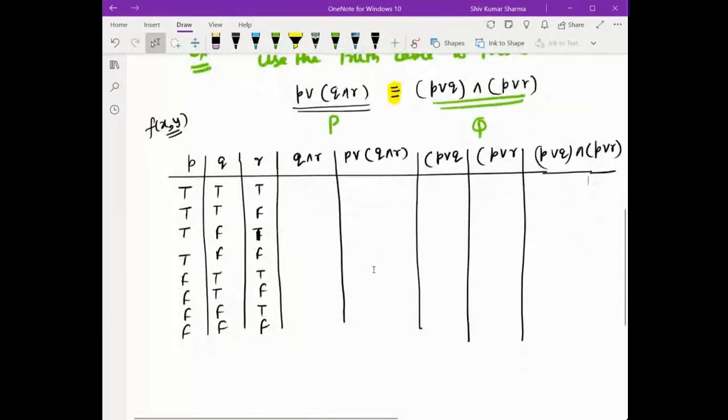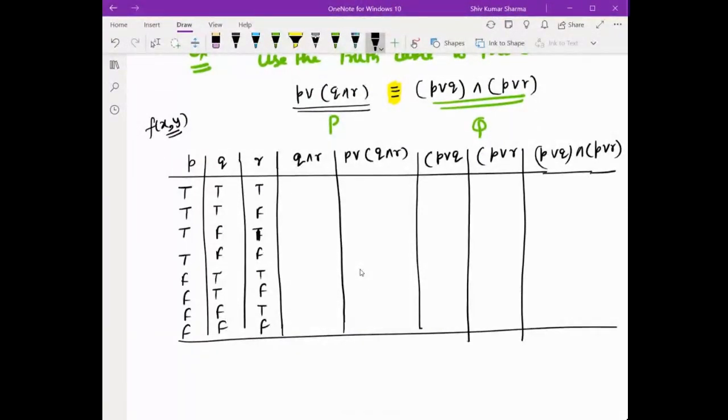So we want to prove that the statements are logically equivalent using the truth table. So we draw the truth table. We know all the connectives: conjunction, disjunction, negation, conditional, and biconditional. Here we use only 2 connectives, conjunction and disjunction, and and or.